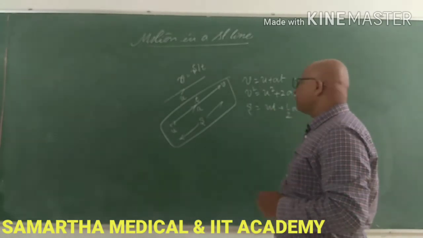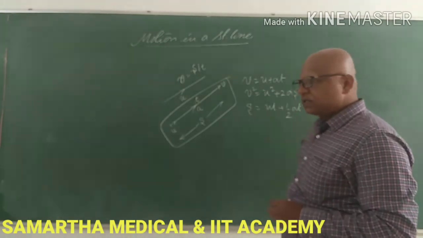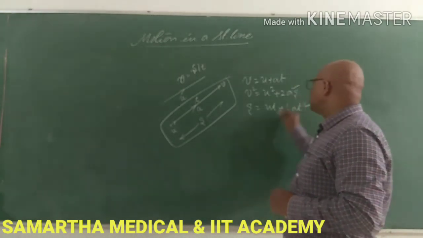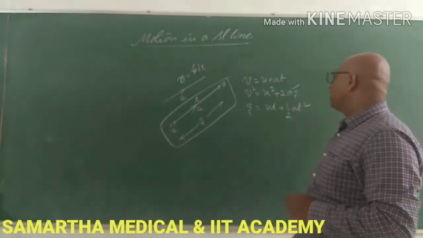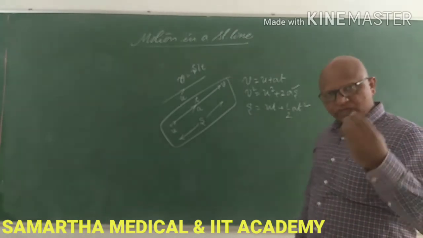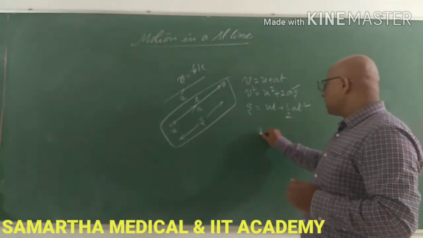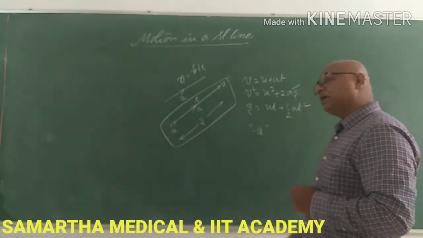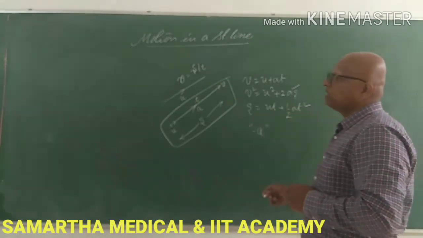These three equations we have discussed, and wherever acceleration is positive, the positive sign will come in the equations. If the body is slowing down with a retardation, then we use negative acceleration, where the equations will change to minus, ut minus half at squared.